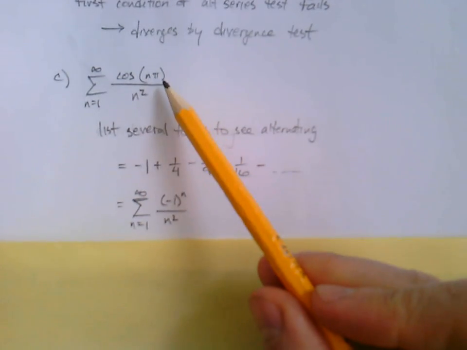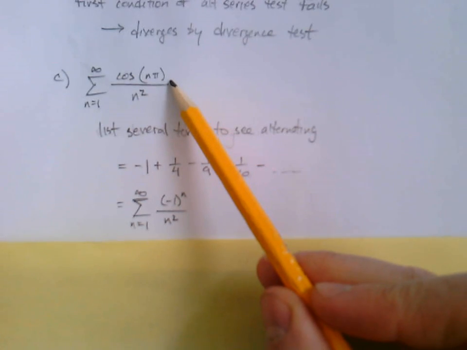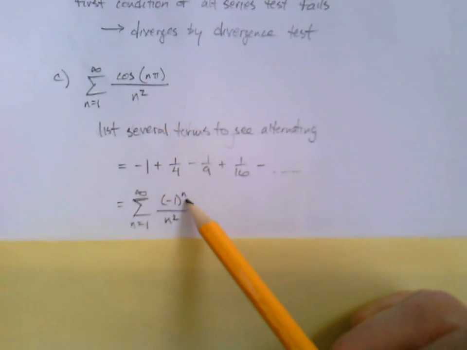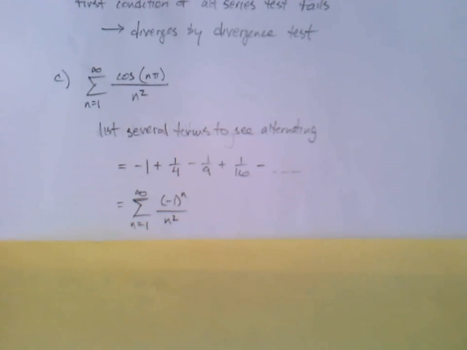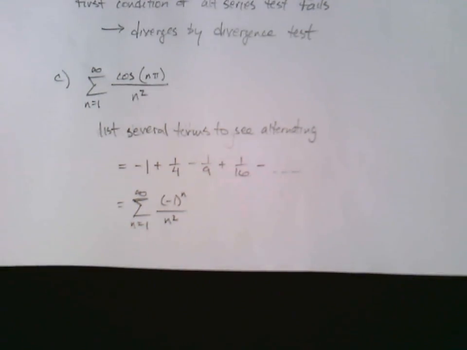So very sneaky to write as the cosine of n pi. All that is -1 to the n. I mean, because n is an integer. All right. Be on the lookout for that.